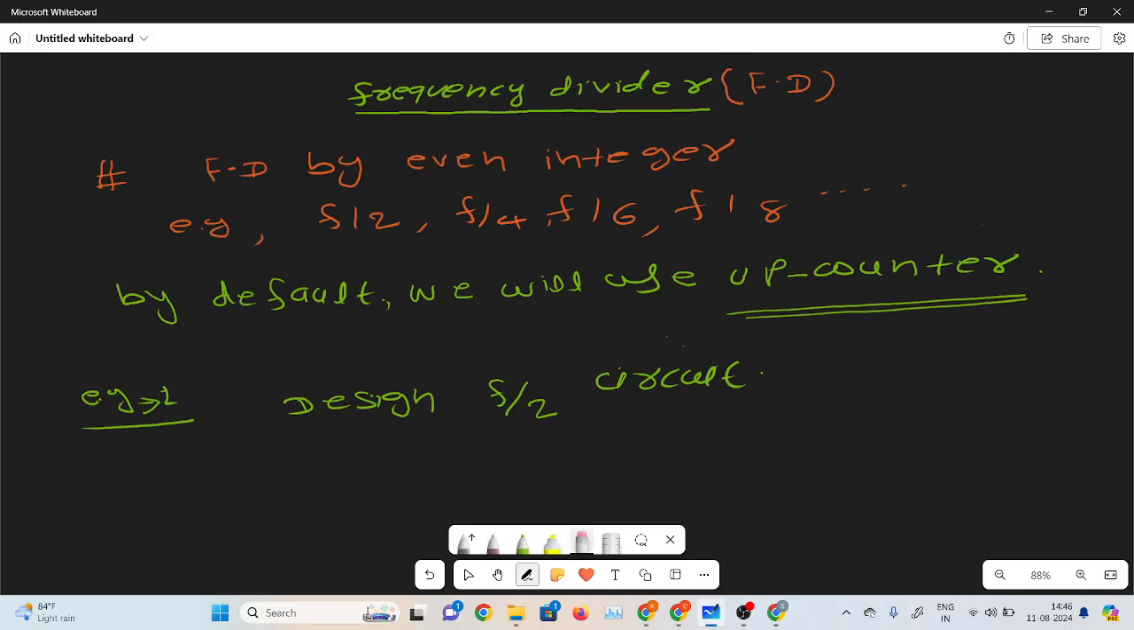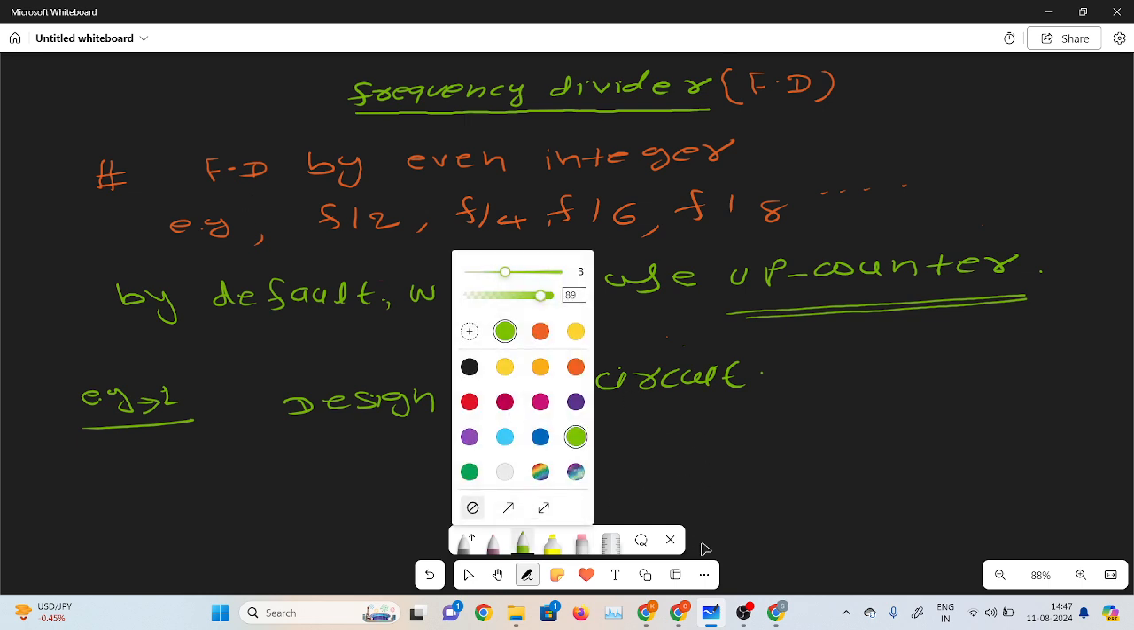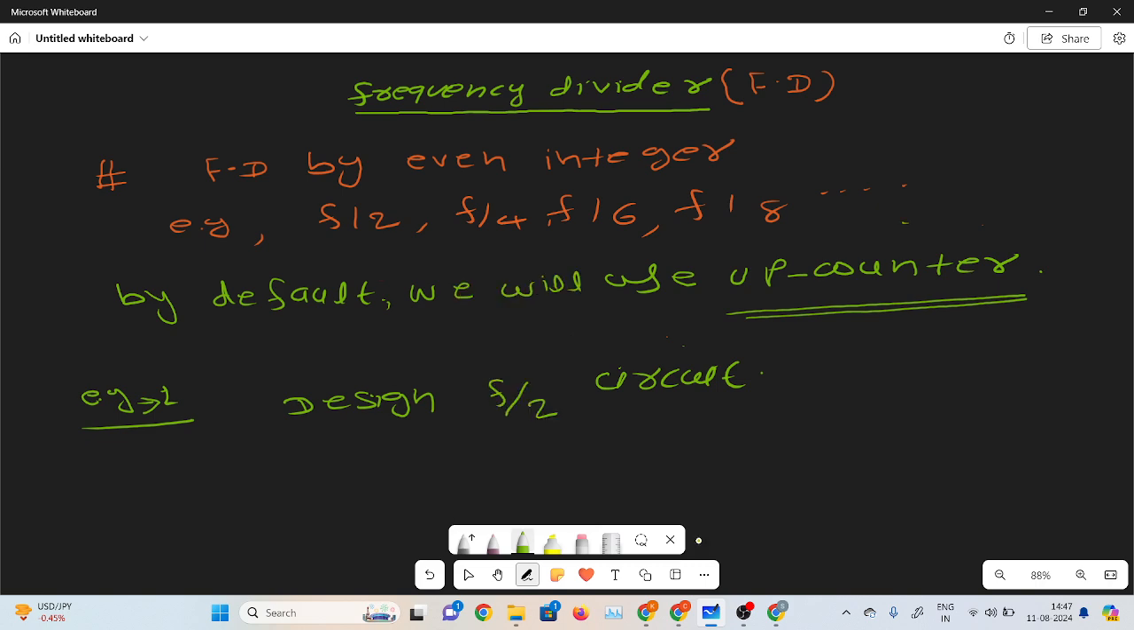Hello everyone. Today I am starting the next part of the frequency divider circuit. In this part I will discuss the frequency divider circuit divided by an even integer, firstly f by 2, f by 4, f by 6, f by 10, like that.